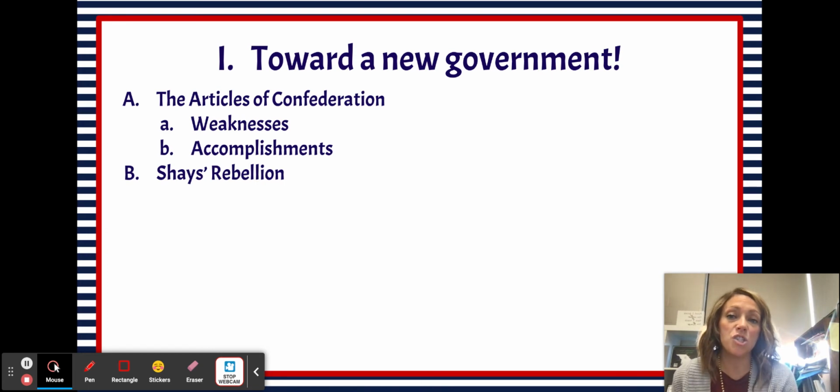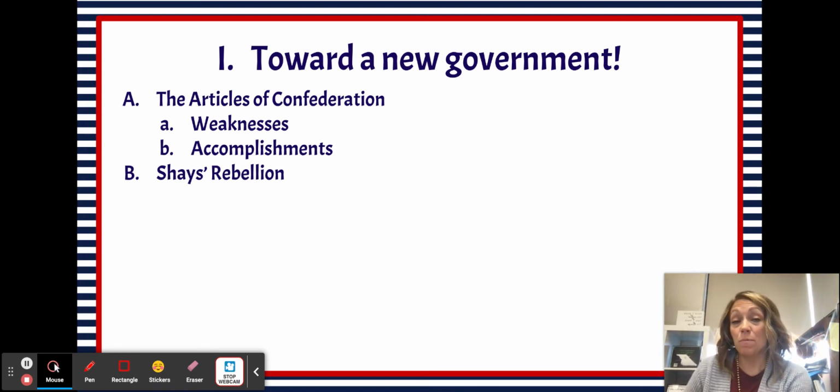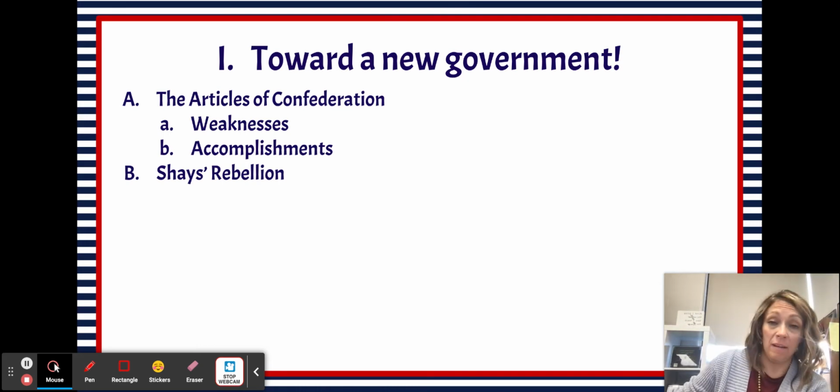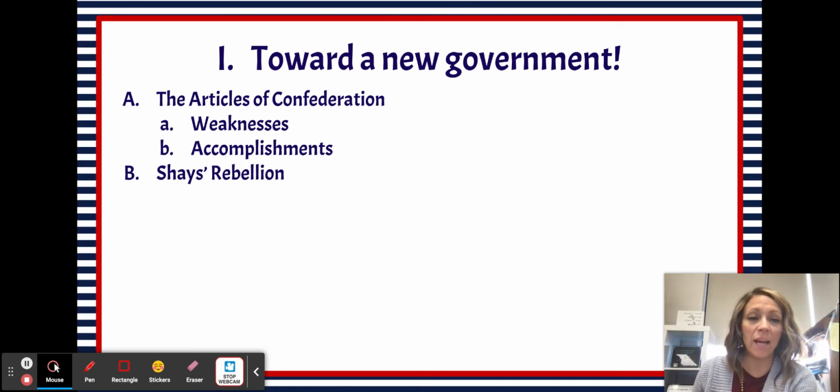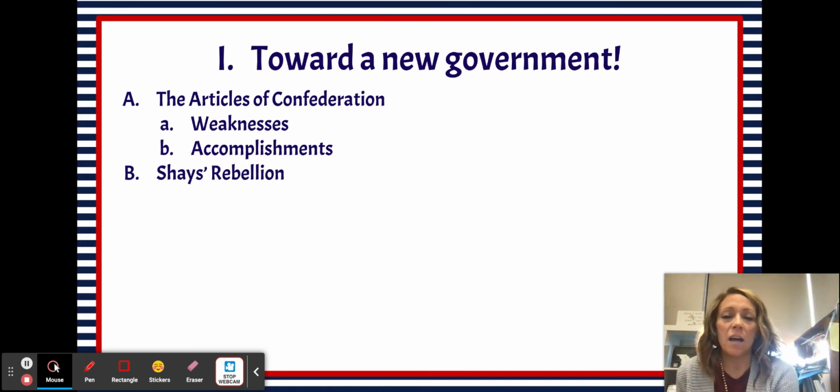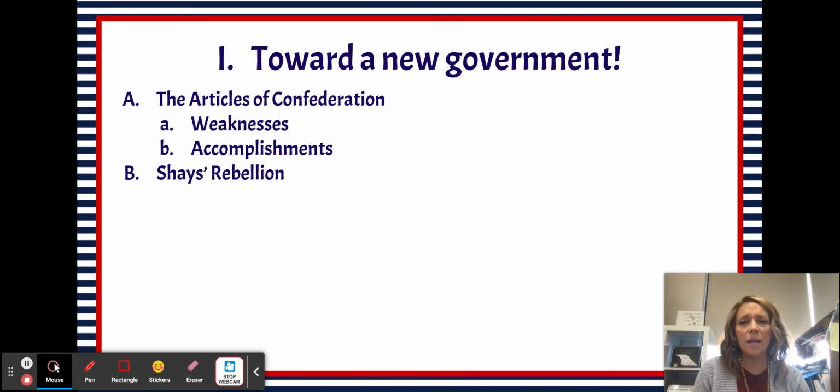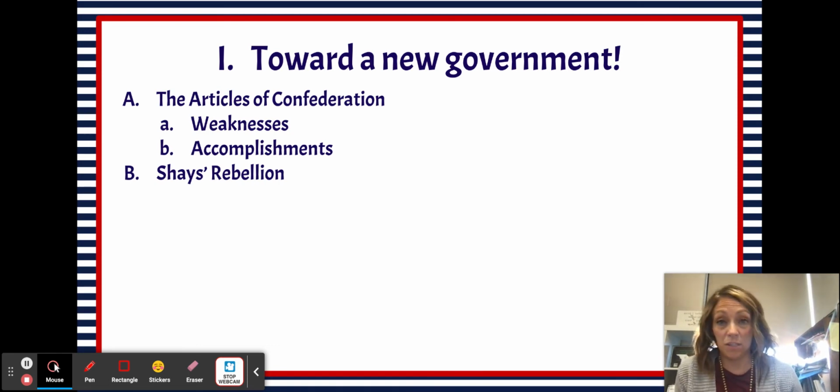So during what's called Shays' Rebellion, this guy named Daniel Shays leads a group of Revolutionary War veterans and basically storms the town in Massachusetts. They break into federal buildings, state buildings. They break into courthouses and they disrupt trials. And it's just not really a good situation.